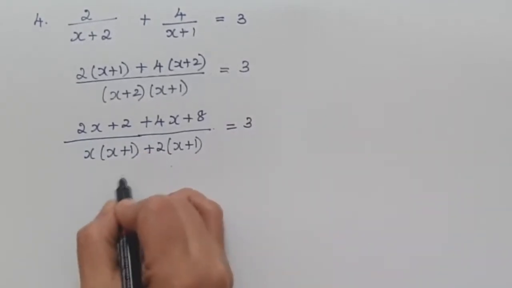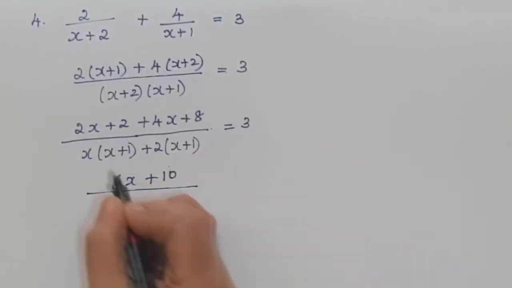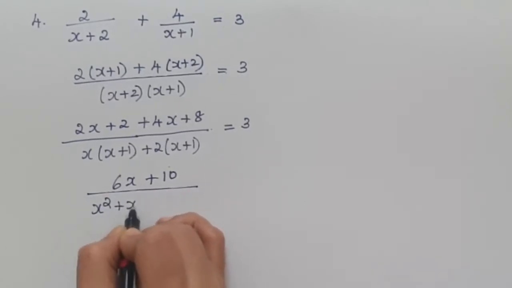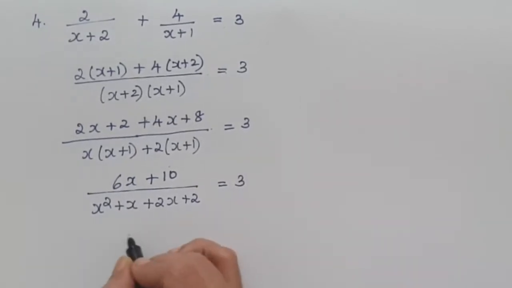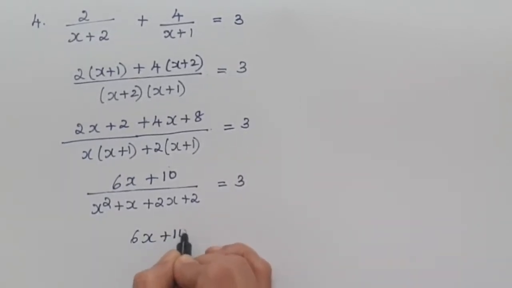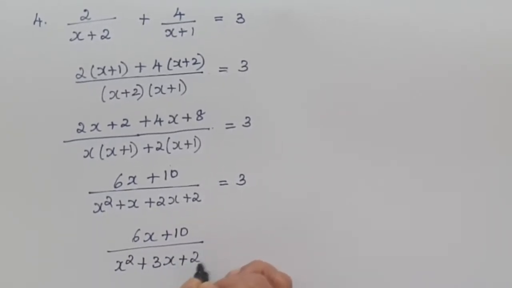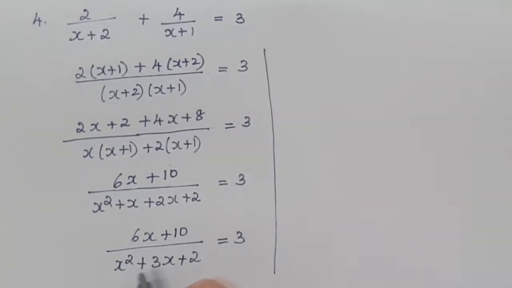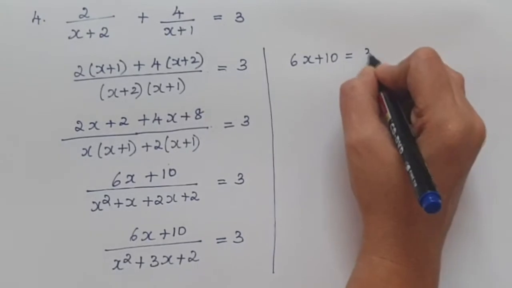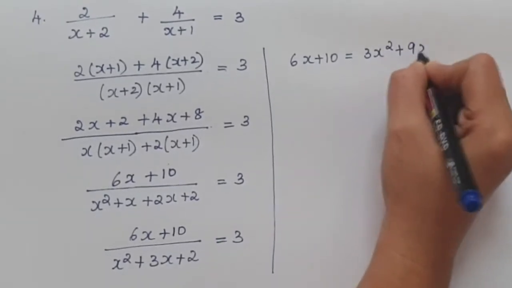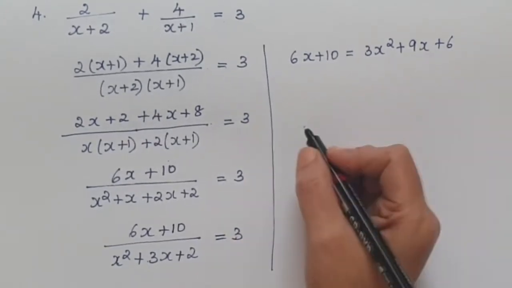Now 2x and 4x when we add it is 6x. Then plus 10. Now multiply this inside. So x square plus x plus 2x plus 2 that will be equal to 3. Now further we'll simplify. 6x plus 10 over x squared plus 3x plus 2 will be equal to 3. Now this one cross multiplied. So 6x plus 10 will be equal to 3x square plus 9x plus 6. This 3 is multiplied with each and every term over here and we are getting this.